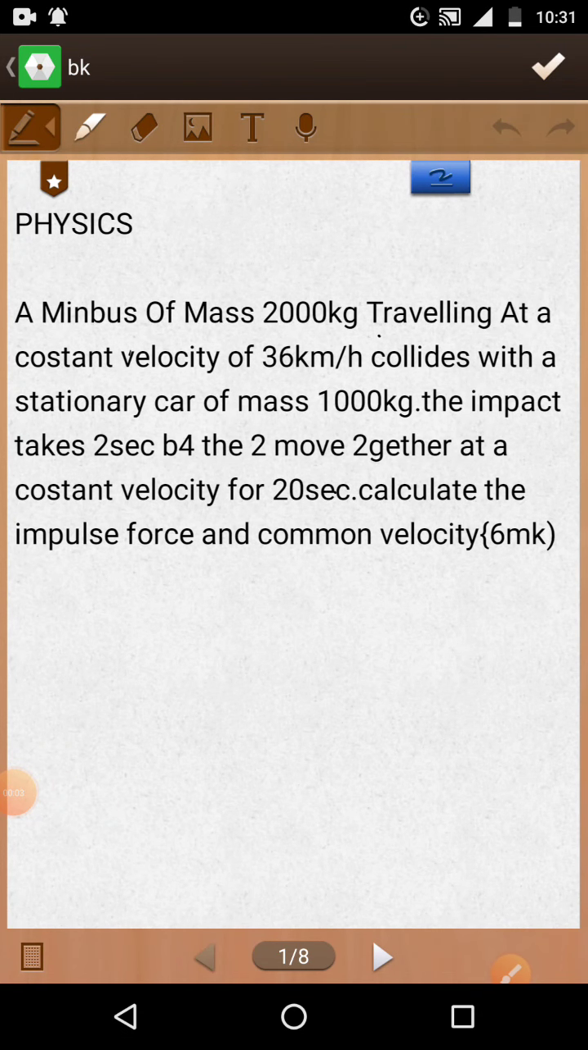A minibus of mass 2000 kg traveling at a constant velocity of 36 kilometers per hour collides with a stationary car of mass 1000 kg. The impact takes 2 seconds before the two move together at a constant velocity for 20 seconds. We are required to calculate the impulsive force and the common velocity. So let's start.